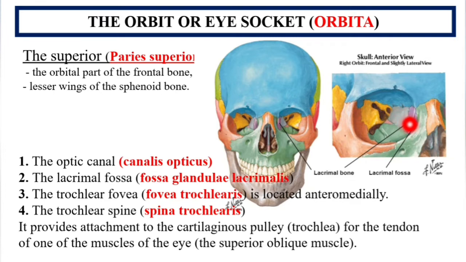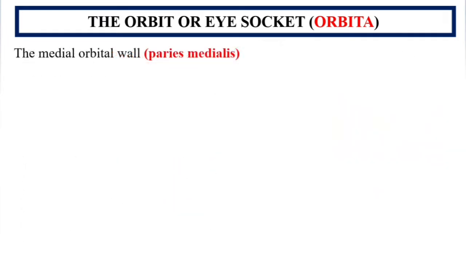You can see the lacrimal fossa, fossa glandulae lacrimalis. That's where the lacrimal sac will be, not the lacrimal gland, because the gland is on the outer side, and the lacrimal sac is on the medial side, where the fossa is located. I will show you later. On this bone, you cannot see the next two parts, the fovea trochlearis and the spina trochlearis, the trochlear spine. We cannot see them, but they are there medially. The trochlear spine is for attachment of the tendon of the extraocular muscles, particularly the superior oblique muscle.